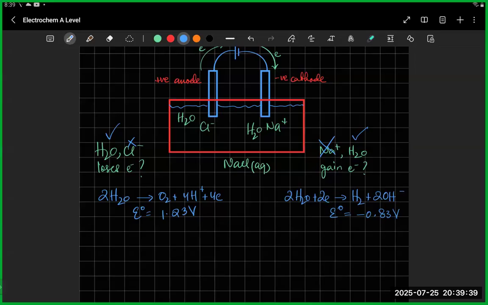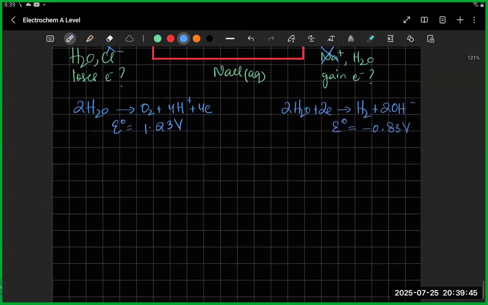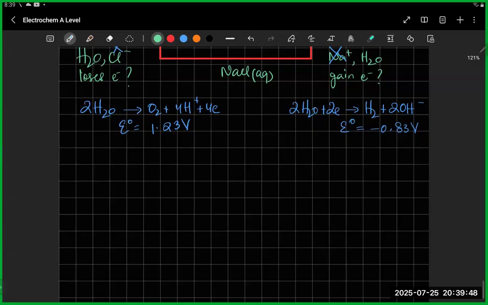So that's basically what electrolysis is, and you can do electrolysis of pretty much anything. They could also ask a question, why does concentrated NaCl produce chlorine at the anode?